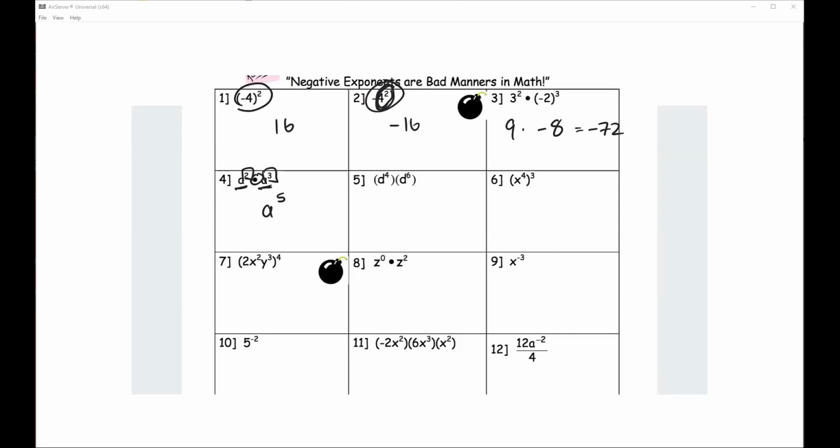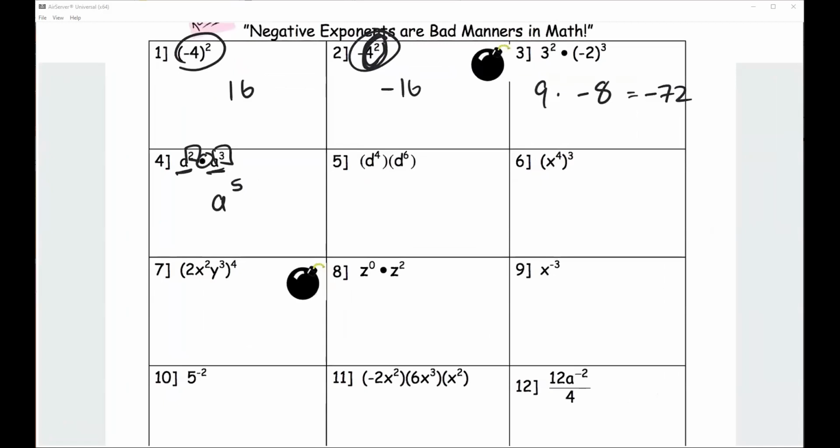6. Yeah, this is a 6. So it's what? D to the. This one's just 10. You remember, you're still multiplying, right? So when you're multiplying, you're adding the exponents. It's just to the 10th power. What about number 6 though? X to the 12. That's where you multiply, right? This is pretty much X to the 4th power times X to the 4th power times X to the 4th power. So you're adding 4 3 times, or you're multiplying 4 and 3. Any questions on that? Okay.